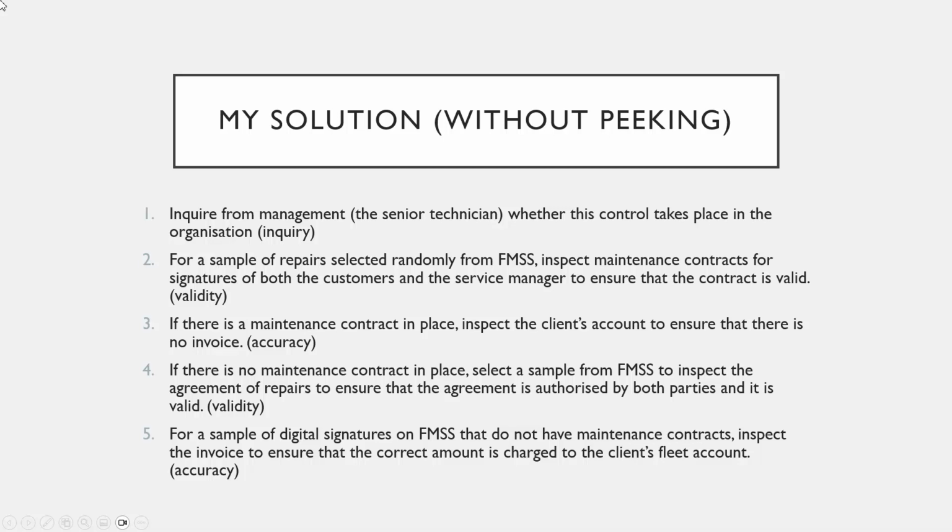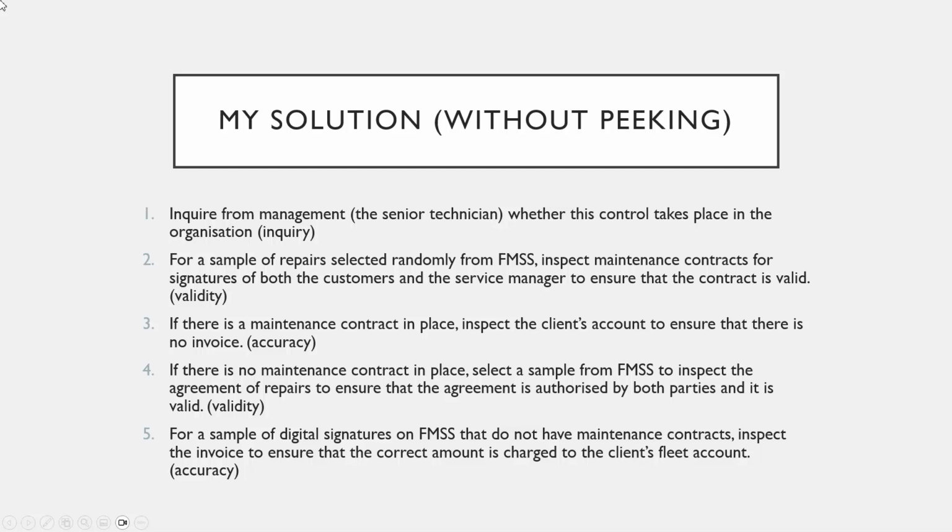So with all of this, there's a train I'm following. For a sample of repairs, select randomly from FMSS. I'm bringing it in. I'm scoping something in. Then I speak about the procedure I perform. I inspect what? The maintenance contracts for signatures. Why am I doing this? For both the customers and the service managers have signed, and that means that the contract is valid. So it's validity.